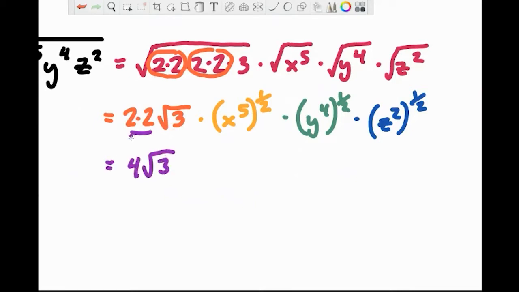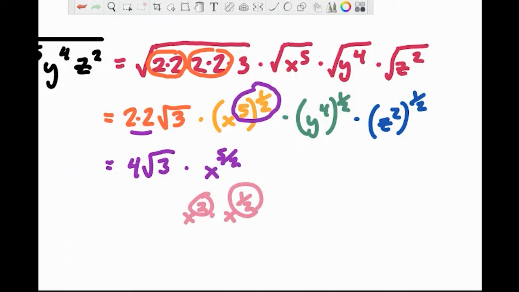So this is going to be 4 root 3. This right here, it's 5/2. So I'm going to write x to the 5/2. And what you can do is pull x's out of this, because 5/2 is actually going to be equal to x squared times x to the 1/2. Because 5/2 is 2.5, so here's the 2 and here's the 0.5. So you basically want to pull out any perfect squares that you can.